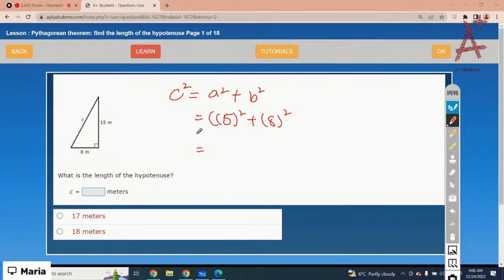15 square is 225, and plus 8 times 8 is 64. Just add both values: 225 plus 64 is 289. C square is 289. You have to calculate the square root because we just have to find the value of C. So taking the square root of both sides, C equals 17. Got it? So the correct option is 17.